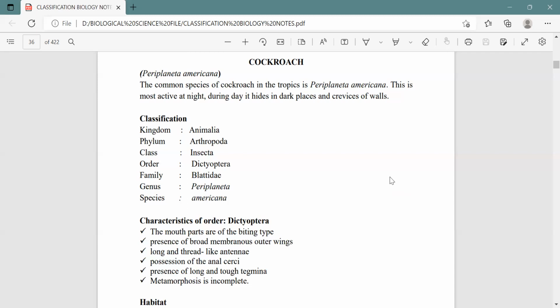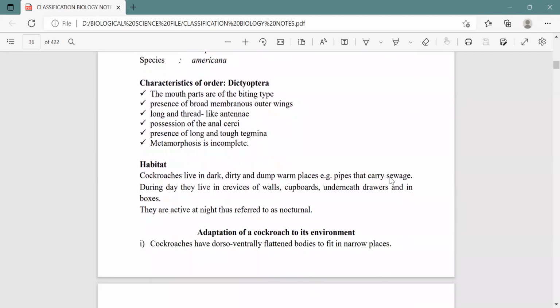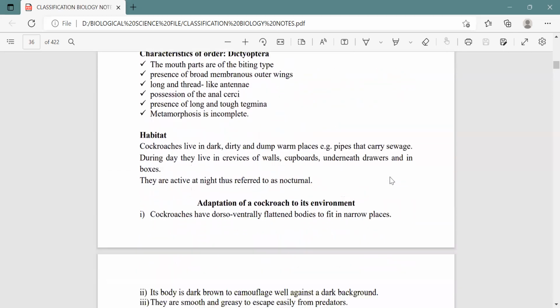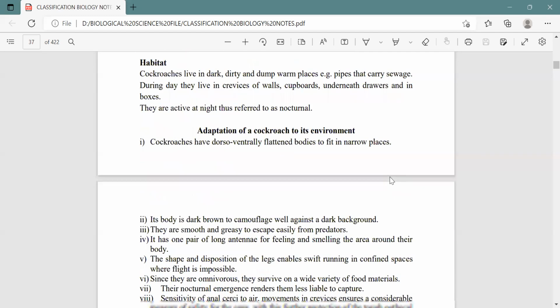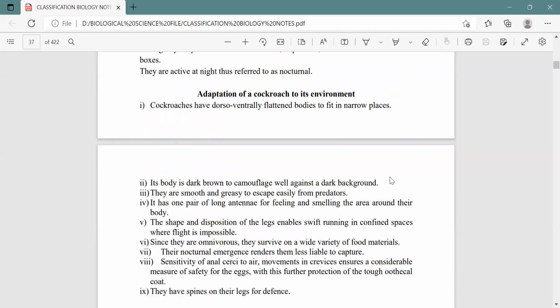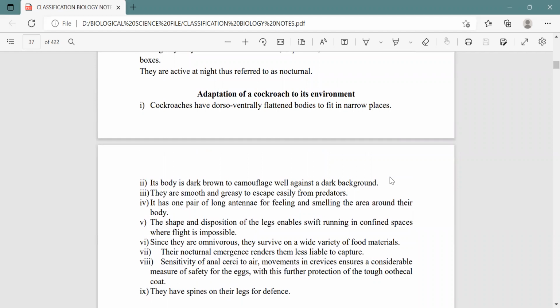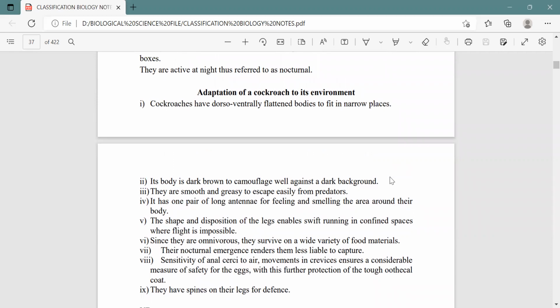So read that section on cockroach classification characteristics. The rest of the other features, you can read them for your own knowledge. How is the cockroach adapted to its environment? That one is also important, just like I told you that it is important for you to read about how insects have been successful in colonizing different environments, different habitats on Earth.